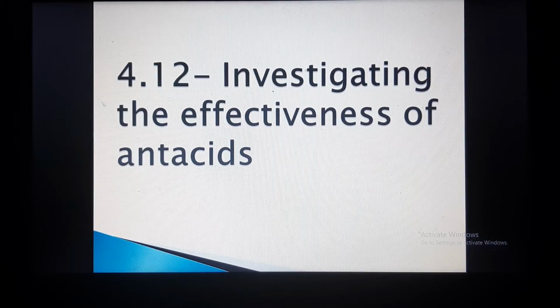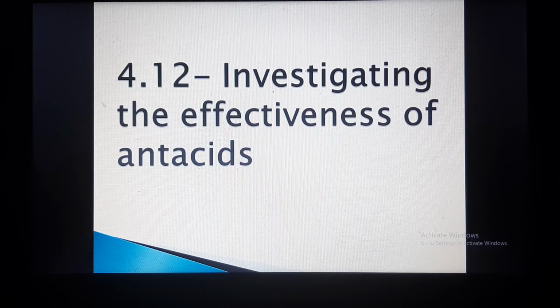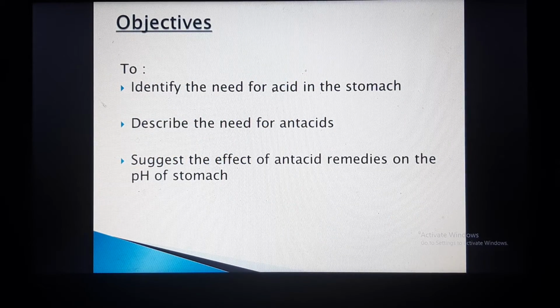Good morning students. Today we are learning lesson 4.12, investigating the effectiveness of antacids. The objectives are: the first objective is to identify the need for acids in the stomach. Second objective is to describe the need for antacids. And the third objective is to suggest the effect of antacid remedies on the pH of the stomach.